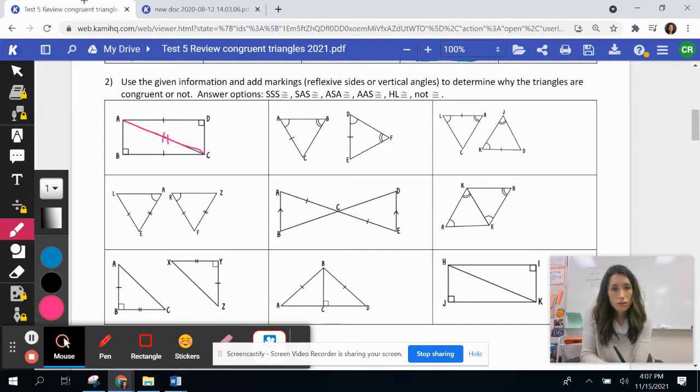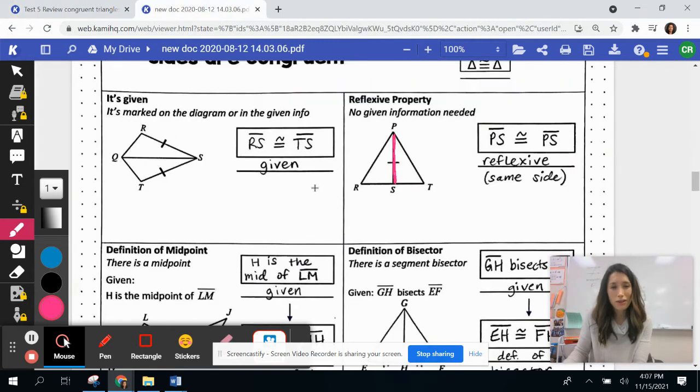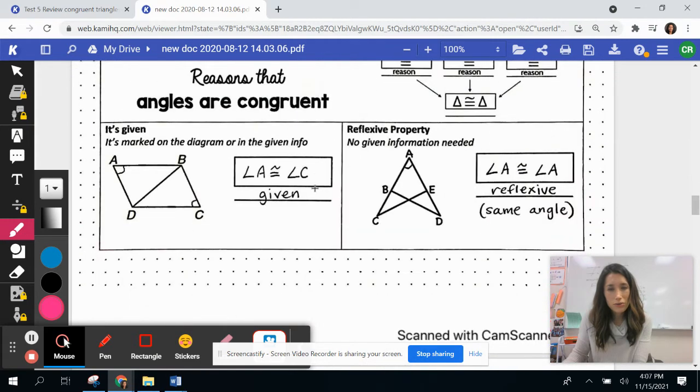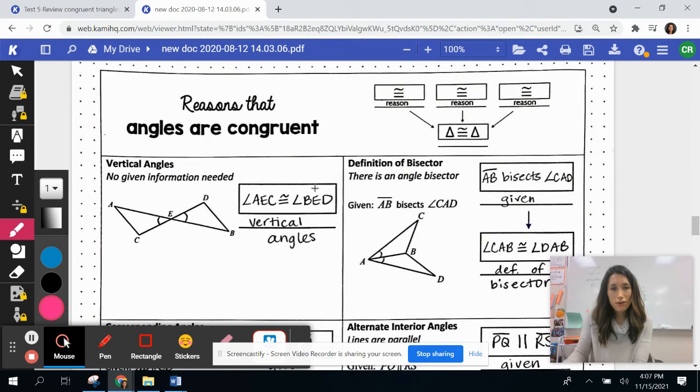I'm going to, yeah, okay. So just add those for now. And then we're going to look ahead at vertical angles. So if we scroll down to our reasons angles are congruent, we've got vertical.